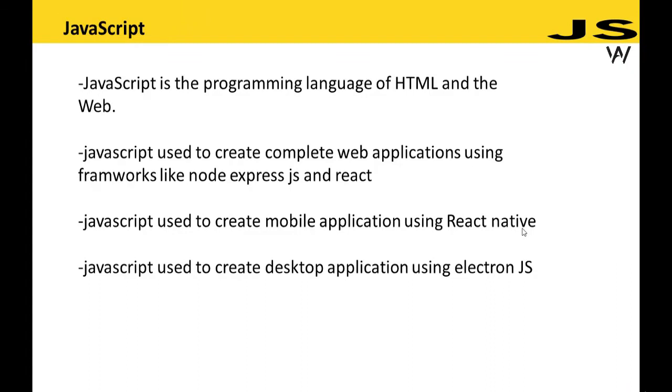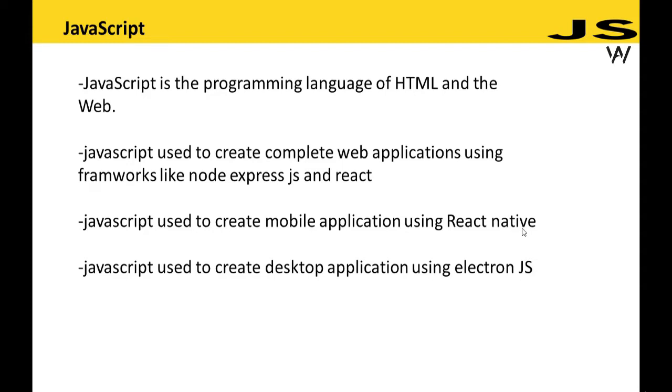JavaScript is a programming language of HTML and the web. So this is the old simple definition of JavaScript. But currently you can create a complete web application using JavaScript. Before, you could use JavaScript just in the browser to use something like events to make the page interactive. But currently you can create a complete web application from the front end to the back end using JavaScript. If you don't understand what I mean by that, don't worry, we will go through it inside the course.